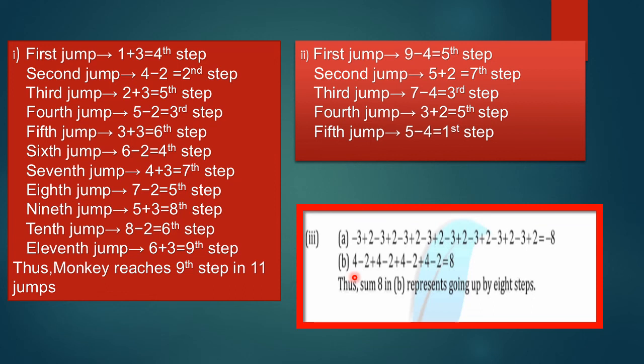And from the second one, it was 4 steps up and 2 steps down. So up is a positive integer and down is a negative integer. So 4 steps up first jump, 2 steps down second jump, like that when we add together you get 8. So here the question is, what will the sum 8 in B represent? So in B we got 8, the addition we got 8. So what does it mean? The sum 8 in B represents going up by 8 steps.